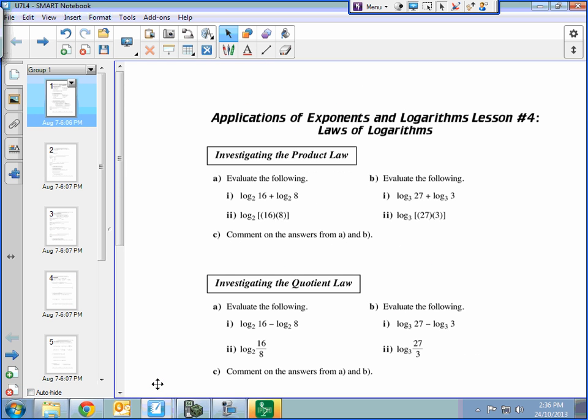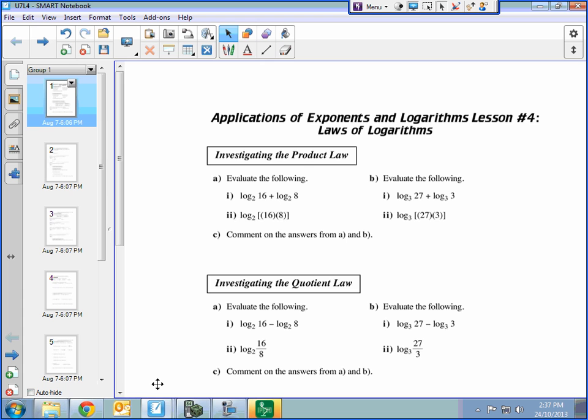Okay, so lesson 4, I'll try to get through this one. If I don't, it's not a huge deal, but I do want you guys to work on both of these lessons, okay? So lesson 4, now we're going to do some practice and we're going to see what some of the laws are, okay? Because just like exponential equations, there are some rules when you're adding, subtracting, multiplying, dividing logarithms, okay?